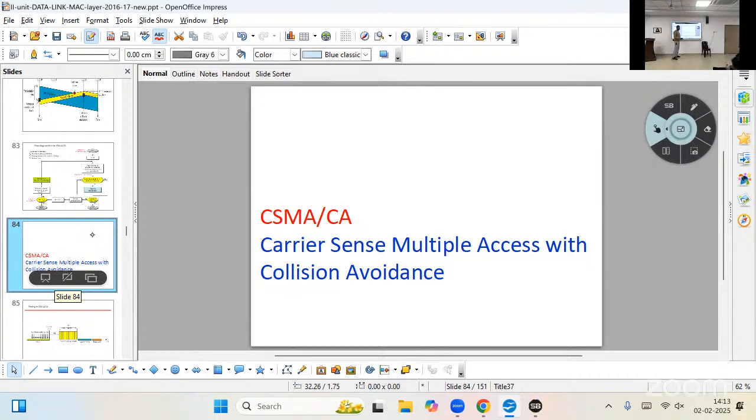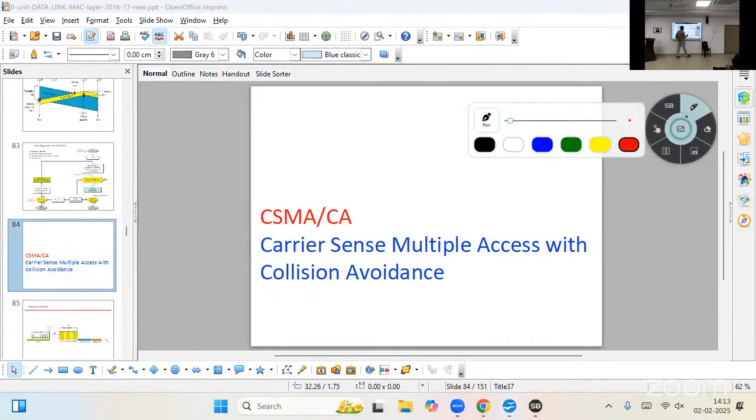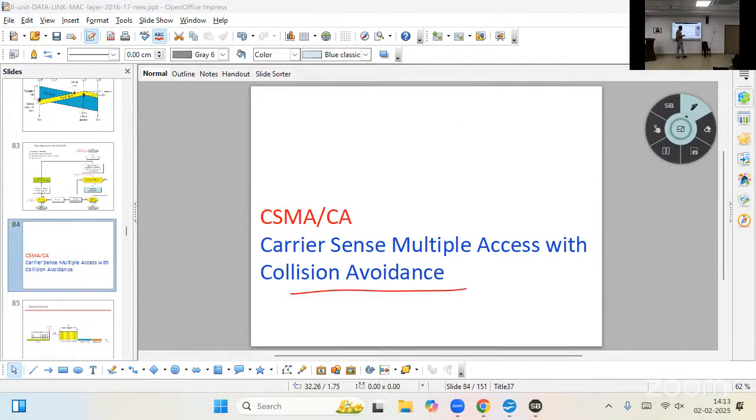What is happening here? What were we reading earlier? Detection. Now we are reading collision avoidance. We need to avoid it. How to avoid the collision? How to avoid the collisions?